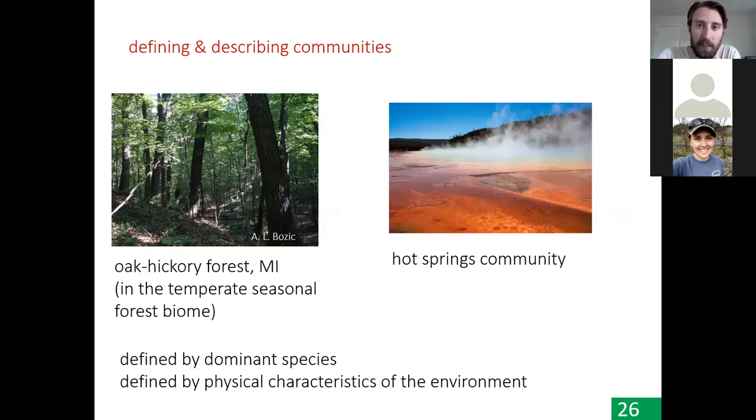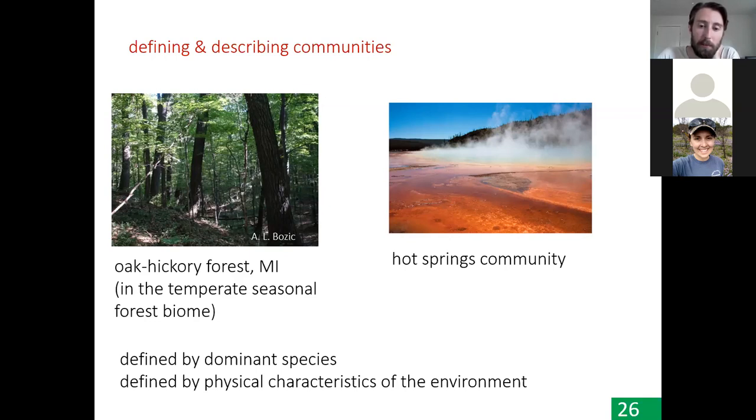Other ways of defining communities would be defining them by the dominant species in that community. Here I'm showing an oak hickory forest in the figure on the left. That's defining a specific kind of community by whichever species are the most dominant. Looking at the photo, you can see it's mostly oak and hickory, and so you would describe that community as an oak hickory forest.